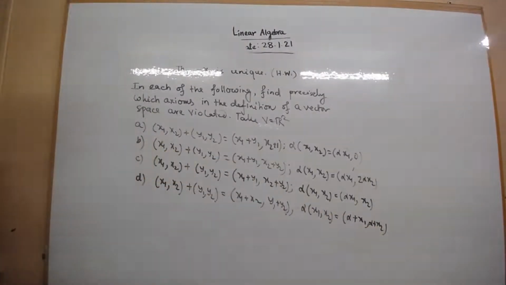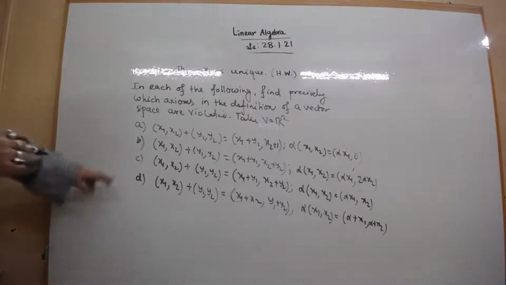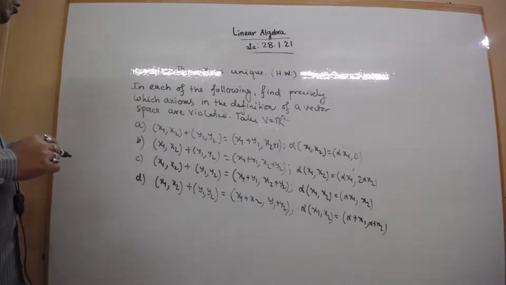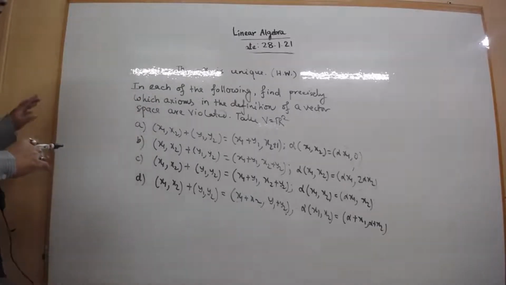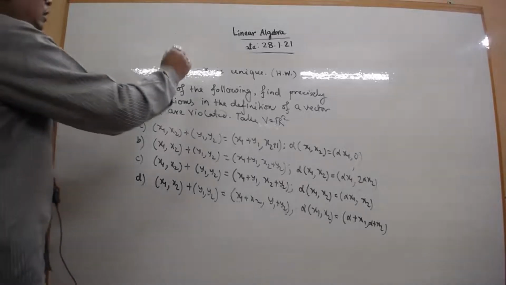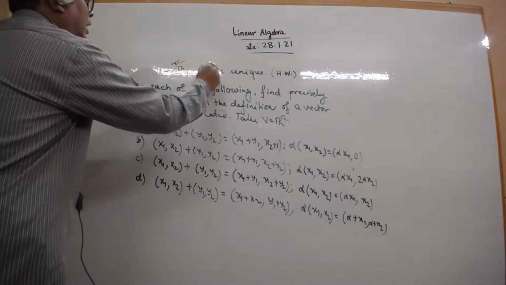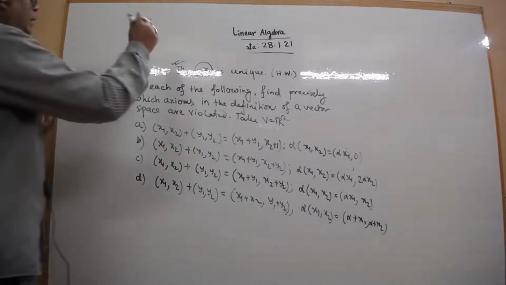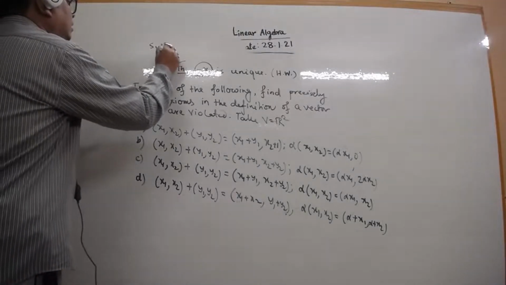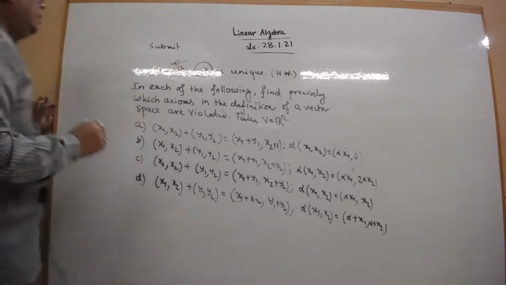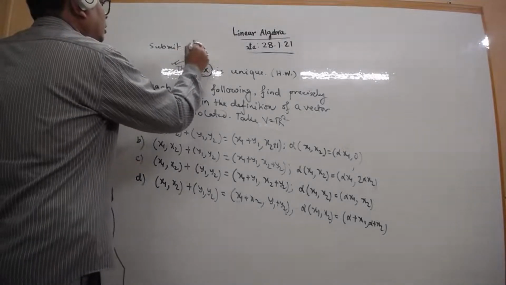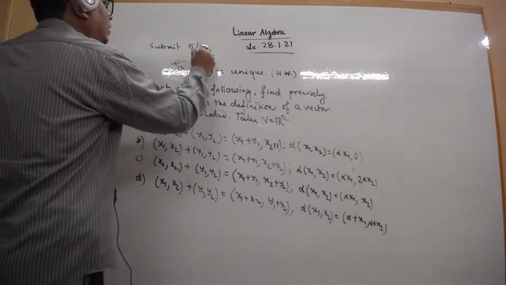So these are the 4 cases, and your job is to find out which axiom or axioms are violated and prove this theorem: the additive inverse is unique. Submit this assignment on or before 5th February.